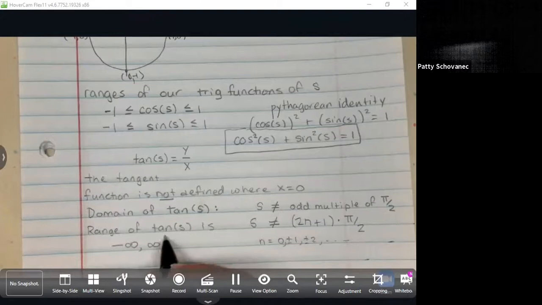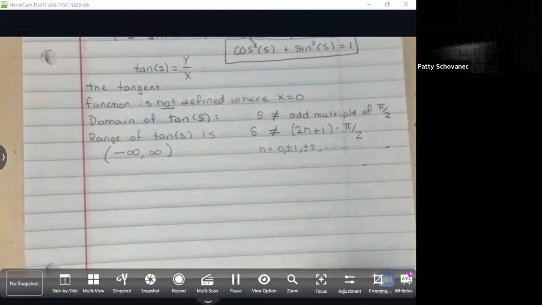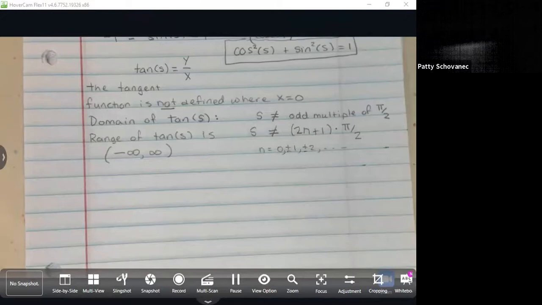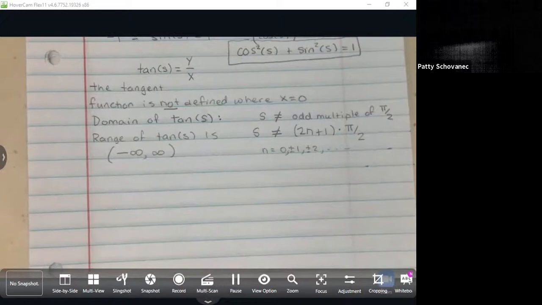I can get as large and as small y values as I want simply by picking my x values on the unit circle real close to zero. Like if I divide by 1/1,000,000, take any whole number and divide it by 1/1,000,000 and it's 1,000,000 times larger. So I can make the tangent any size at all. So that's for the tangent.